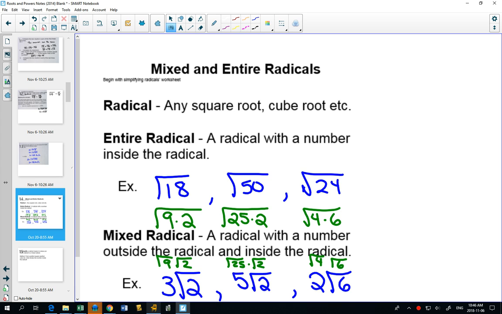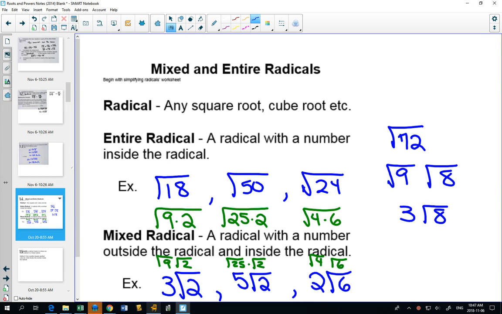Now I'm going to give you one. Ooh. What would be a good one to use? 72. I'm going to start it up here. That is a beautiful looking 7. Square root of 72. 72 is what times what with a perfect square? 9 times 8. Perfect. And square root of 9 is 3.